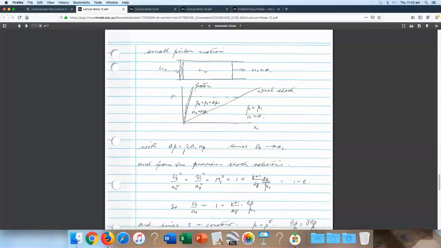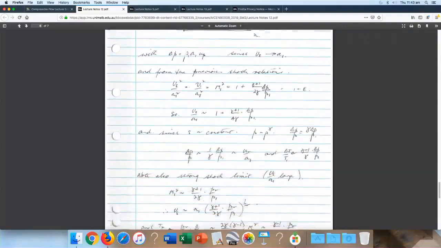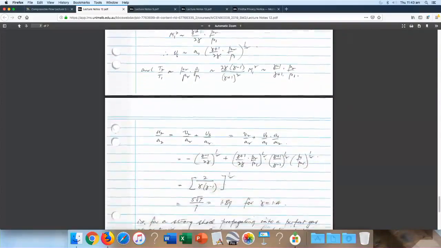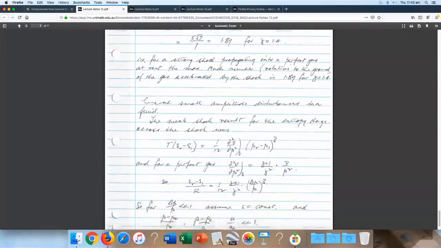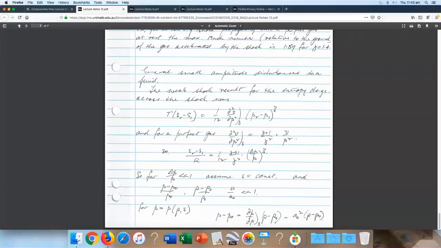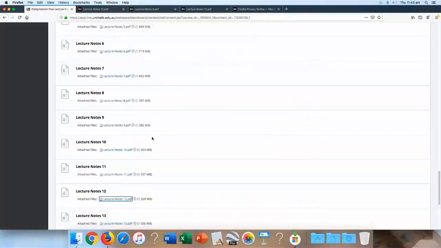And I think I worked that out at the time. No, this was all about shock waves. It's in the next lecture. So, okay. I think it could be in here.